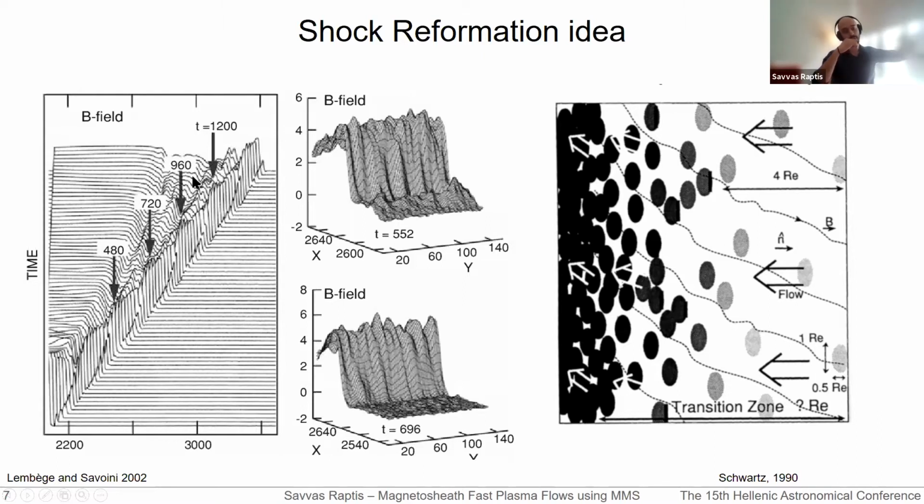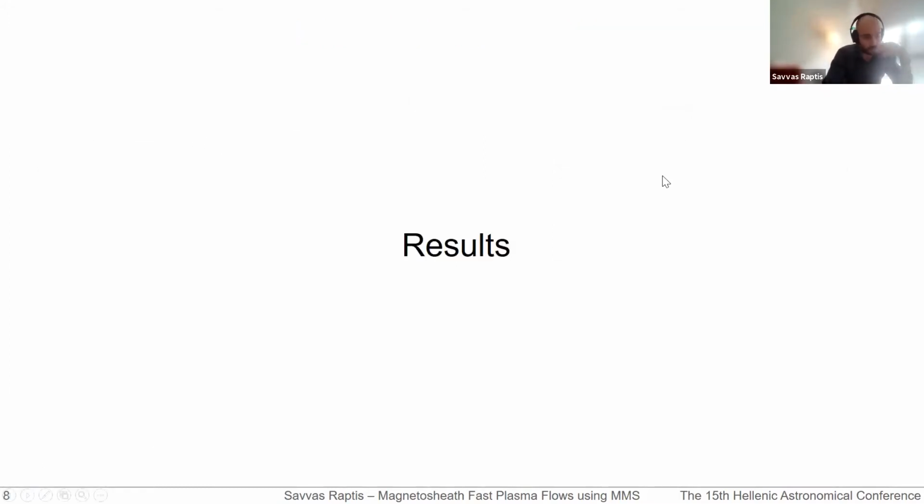One can think that there are all those structures that you see here, which are called slumps, that basically create a reformation cycle, where a local shock front gets replaced by a new one further upstream, while the old one becomes the magnetosheath. So let's go to the actual result now that I gave you a bit of an overview of the actual theory behind it.